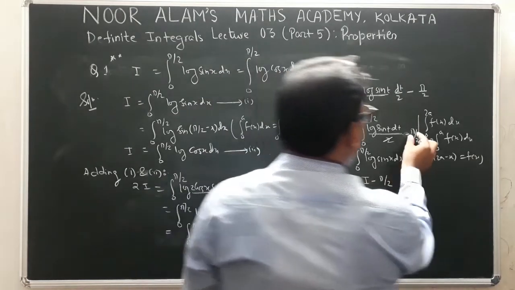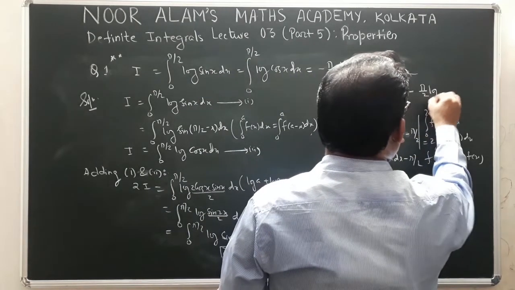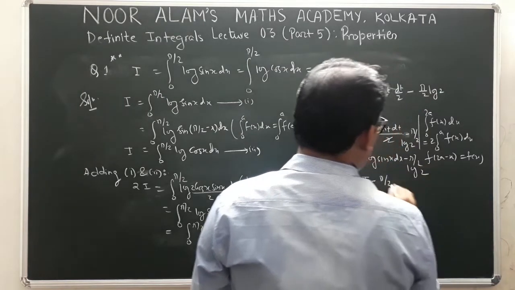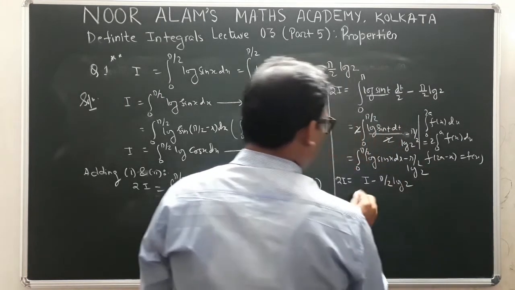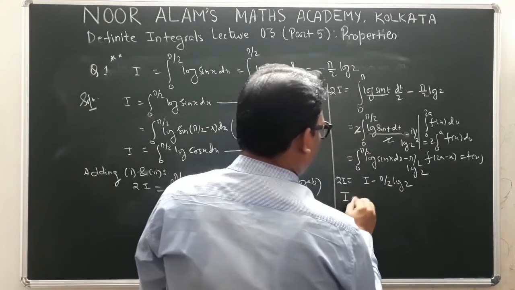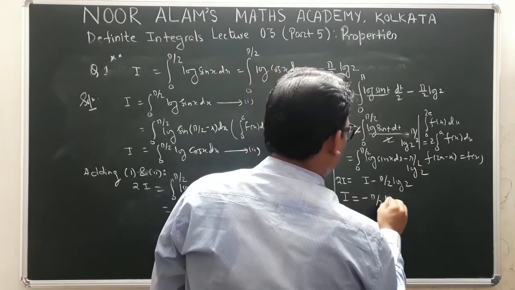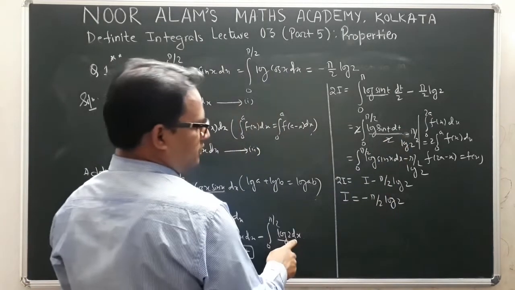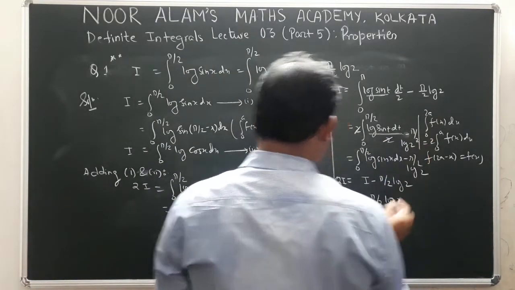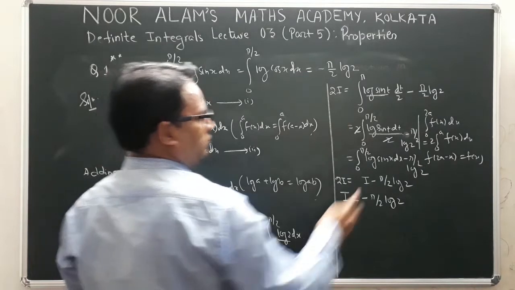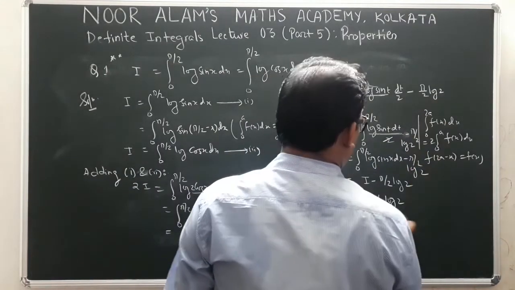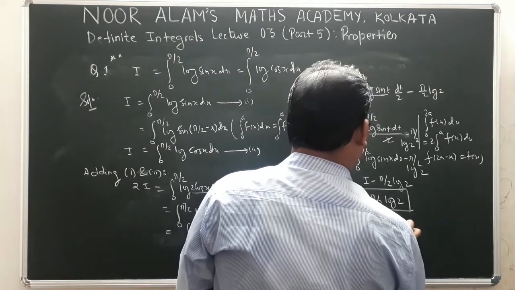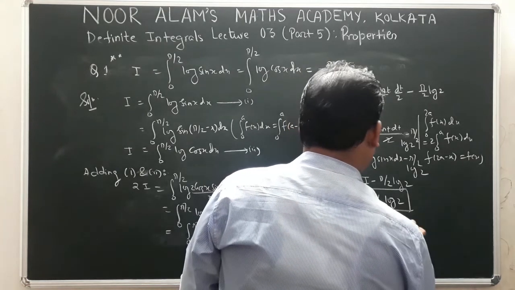One more thing, here we integrate to get pi by 2, but log 2 is the constant which is outside. So therefore we get this value. Now 2I minus I, we get I is equal to minus pi by 2 log 2, because here we take log 2 outside, and the integration of dx gives only x, and substituting the limit from 0 to pi by 2, we get only pi by 2. So the answer is minus pi by 2 log 2. So therefore we get the value of I as minus pi by 2 log 2. This completes our proof.